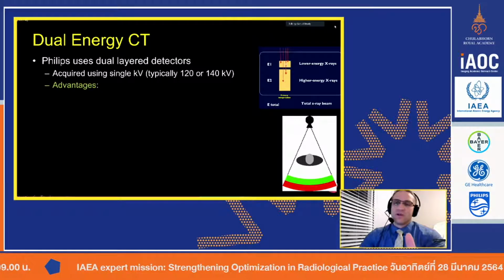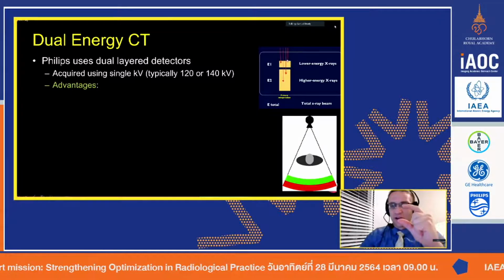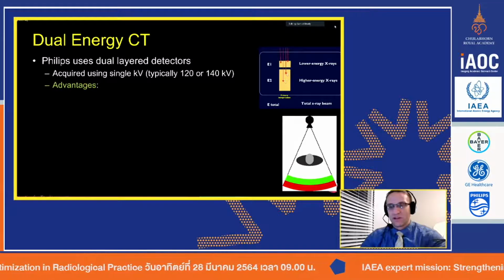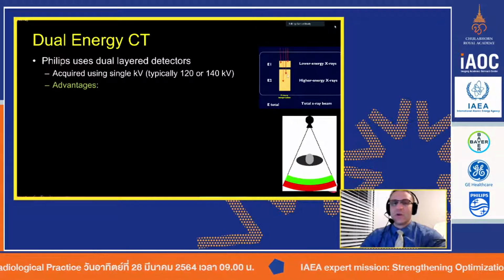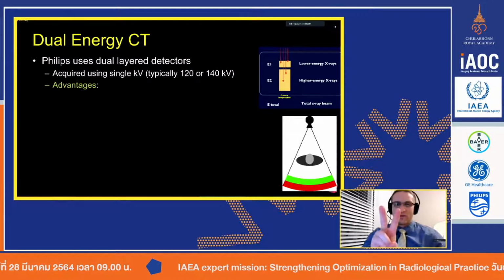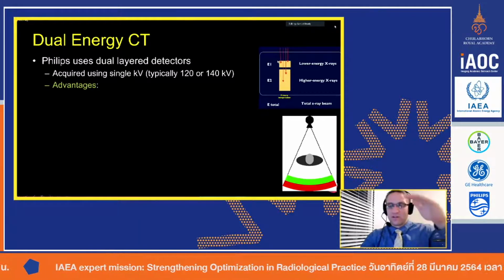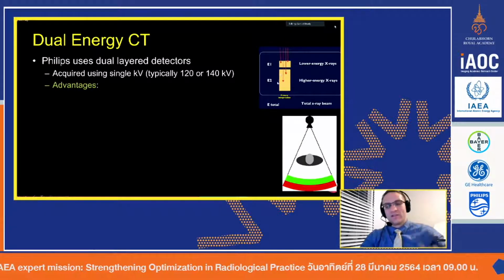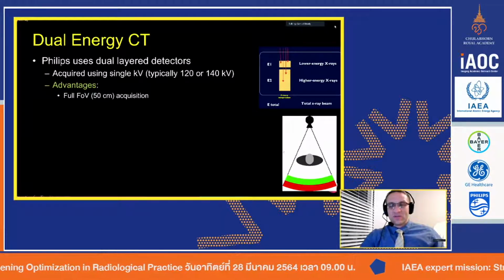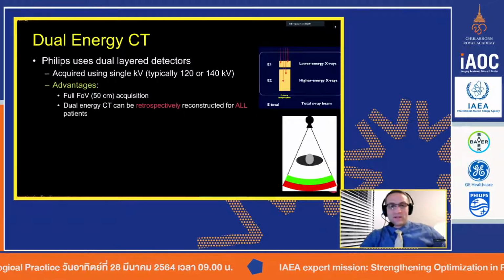But because low energies will absorb preferentially in the top layer, and only high energy photons from that spectrum will make it to the second detector, we are theoretically giving the detectors two different energies of photons. That is simply because the low energies attenuate in one, and higher energies are able to penetrate through. Once again, this is a single X-ray tube and single detector configuration, so you have full field of view capacity to image.